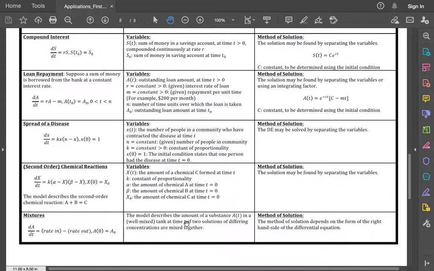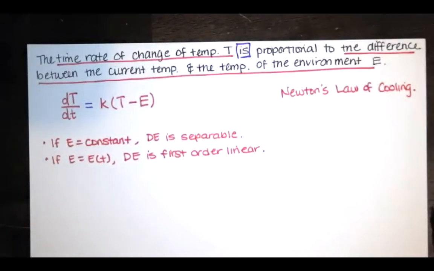You see these often where you've got some tank and you've got solutions of different concentrations being mixed together. Now, this is the most vague differential equation on the sheet. It just says that the rate of change of the amount of some substance in a well-mixed tank at time t is equal to the rate that's going in minus the rate that's going out. And the rate going in and the rate going out are related to the concentrations of the solutions that are going in and out of the tank. So I think we'll probably do one of those problems in the next video. So that's it for right now.